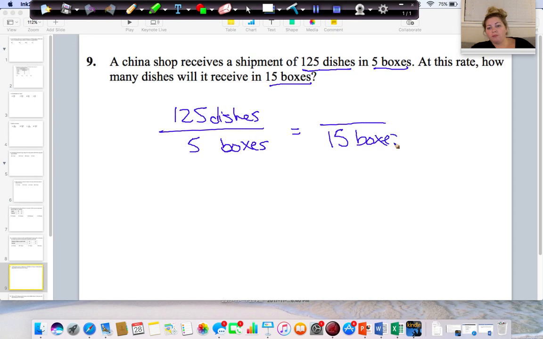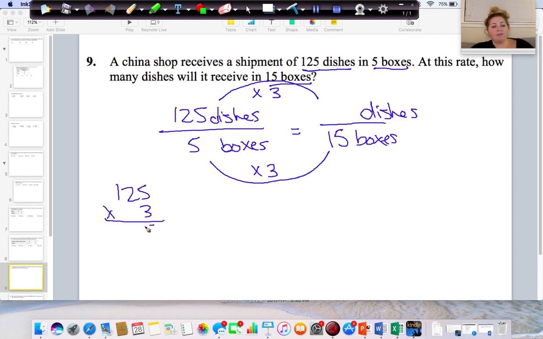Remember, I want to put 15 boxes on the bottom because this says boxes. So we need to make sure that boxes go with boxes. It's the same unit, okay? And we're trying to find out how many dishes goes on top, right? So again, we could have cross multiplied and solved for x, or you can multiply 5 times 3 to get 15, and then you would need to do the same on the top. You'll need to do 125 times 3 to get our answer.